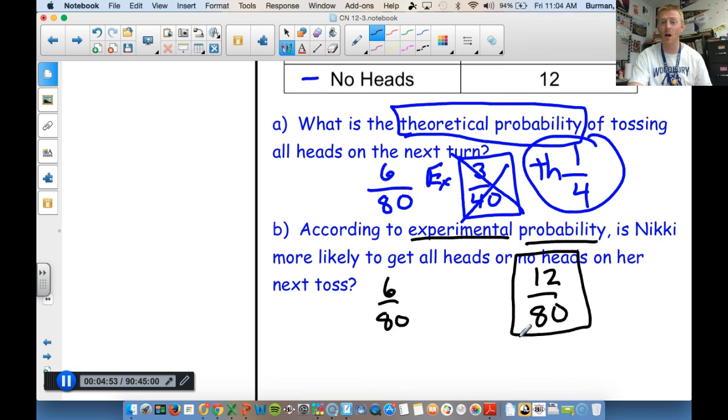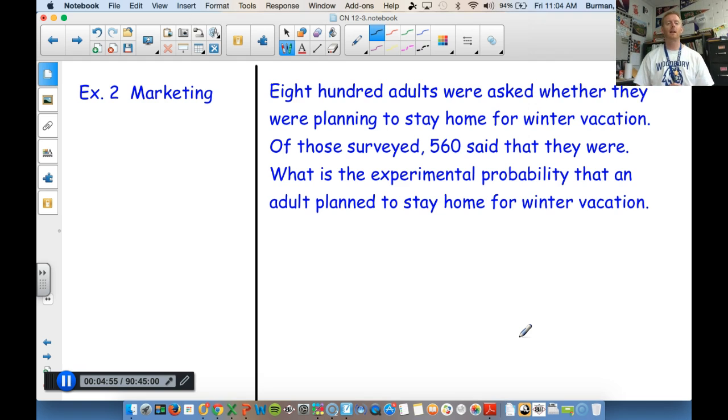We're moving forward. All right. Example number 2. 800 adults, I'm going to write that down, that's important, were asked whether they were planning to stay home on winter vacation. Of those surveyed, 560 said that they were. So they're going to stay home. What is the experimental probability that an adult planned to stay home for winter vacation?